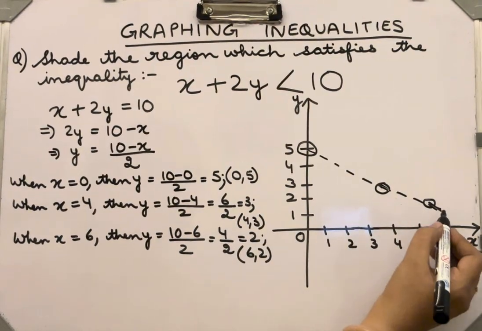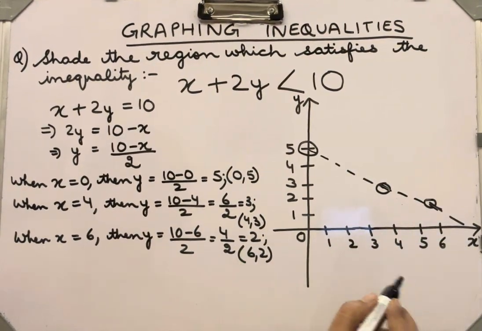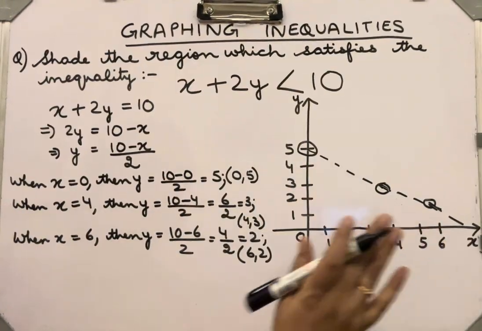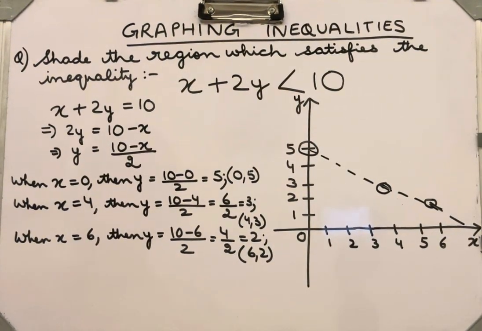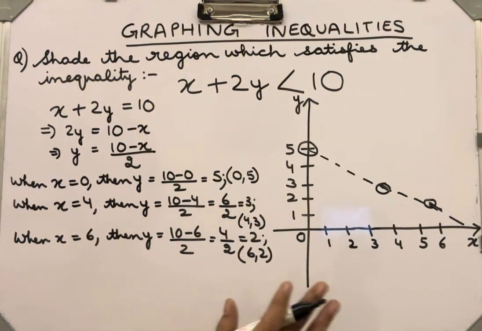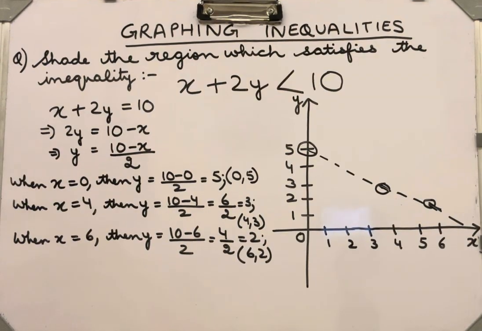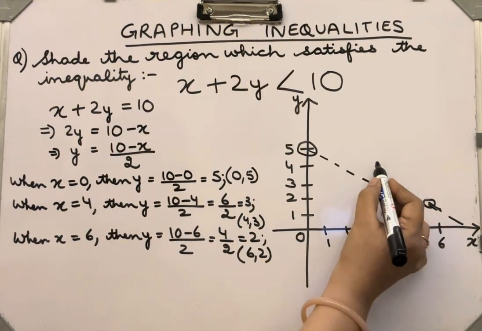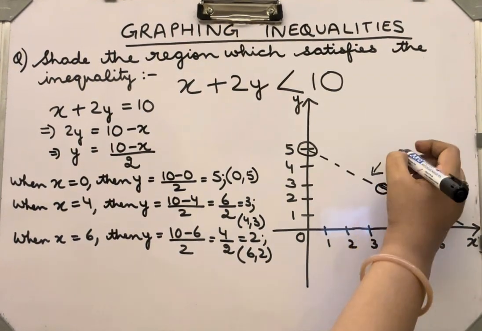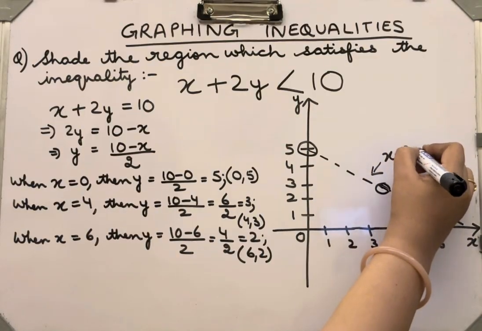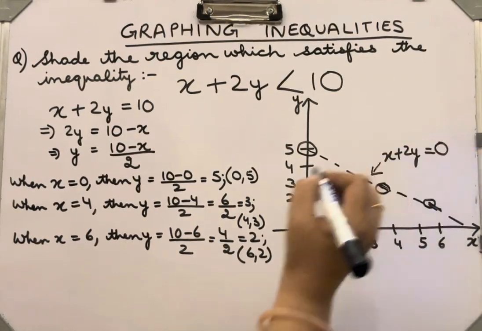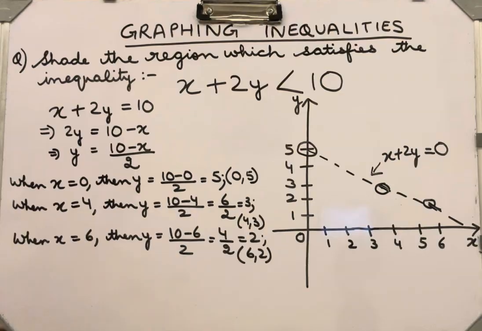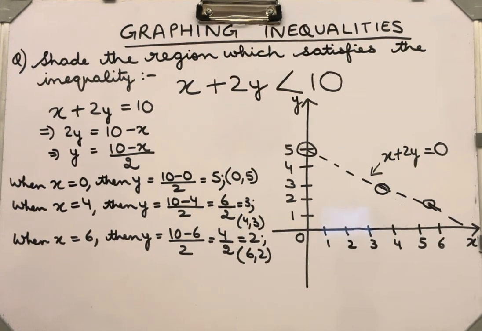Now remember, this is just a rough sketch I have drawn. This is not a perfect dashed straight line, but we will still continue to solve this. So this dashed line represents x plus 2y is equal to 10. Now let's begin finding the appropriate region.